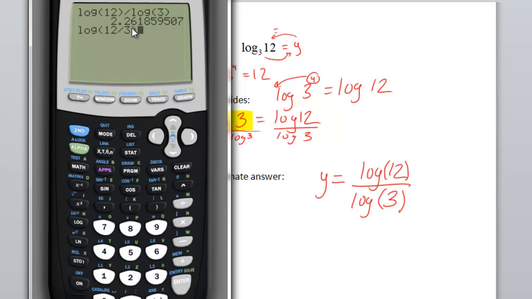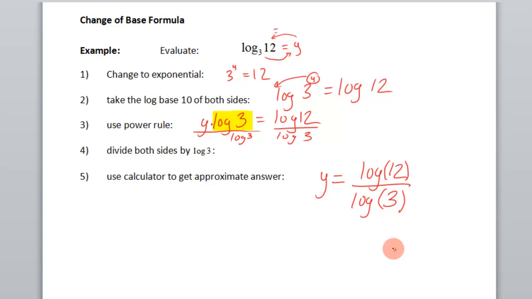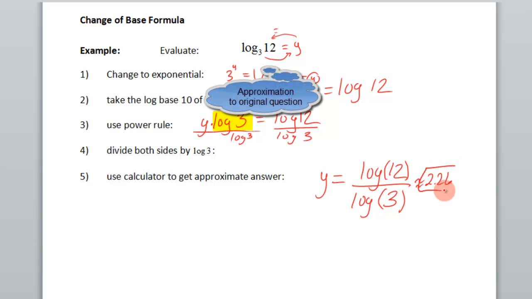Now, if you did it differently, like log 12, and then you did divided by 3 like this, that's really the log of 4. And that's a different number. See, look at that. That's really just this, the log of 4. And that's not what it is. It's the log of 12 divided by the log of 3. You got to make sure you do 2 logs there. So what do we have? 2.26 about, right? So this is about 2.26. Okay, that's your approximation to that.